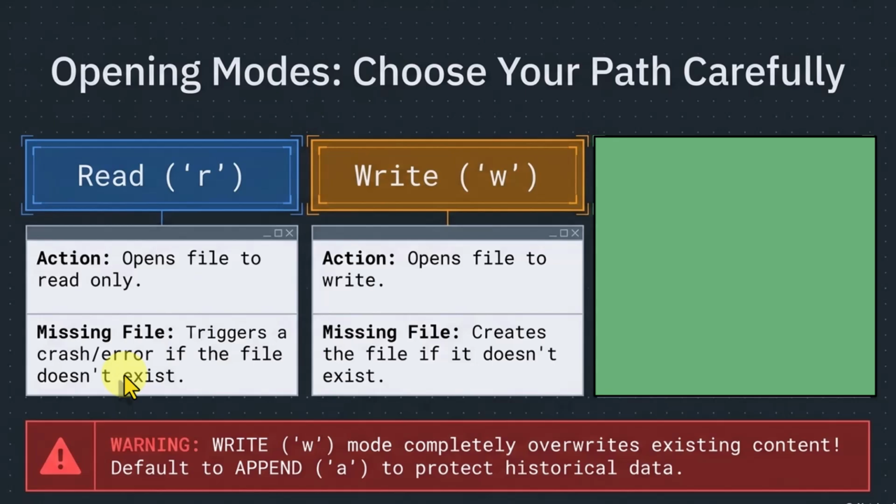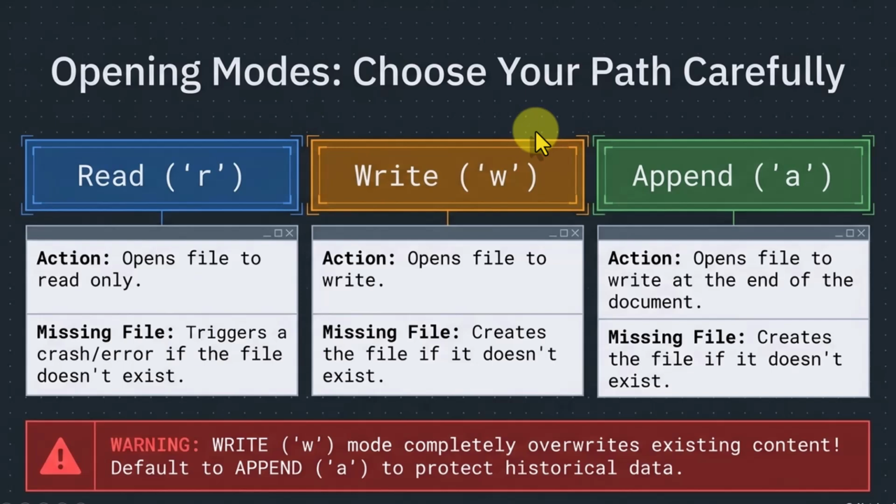The second one is write, or W. It opens the file to write. If the file does not exist, it will create the file, and if it exists and already has some data stored inside, write will replace that data. It will remove the previous data and put the new data inside. Then the next one is append, or A. This one opens the file to write at the end of the document. If the file does not exist, it will create it; it will not generate an error. If it exists and there is already some data inside, it will not remove the data. It will write at the end of the file.